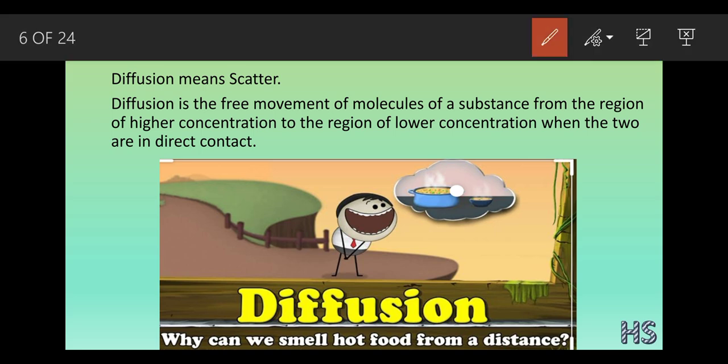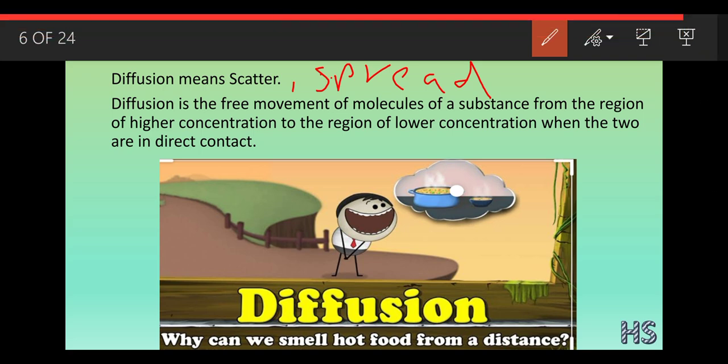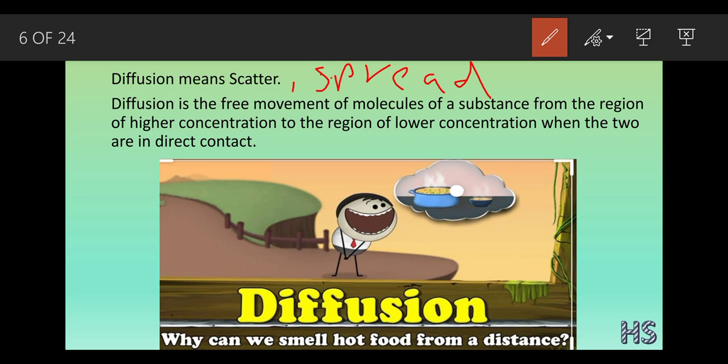Here the word diffusion means scatter. In an easier sense, we can write that diffusion means spread also. Spread means moving from one place to another. That's an easy word, right? Now I'm going to read the definition for you, and then we can start with the process. Diffusion is the free movement of molecules of a substance from the region of higher concentration to the region of lower concentration when two are in direct contact.